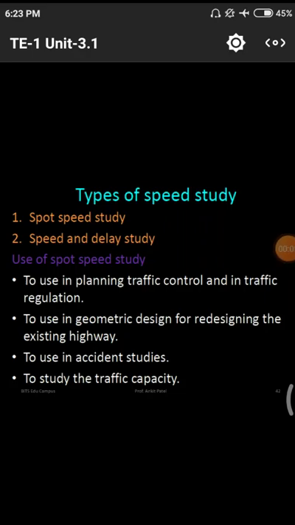In the previous class, we discussed these types of speed studies. That means we have a topic of spot speed studies. This speed study is one part of the spot speed study, so we need to know the different bifurcations in the spot speed studies. The first one is the spot speed study, and the second one is the speed and delay study.